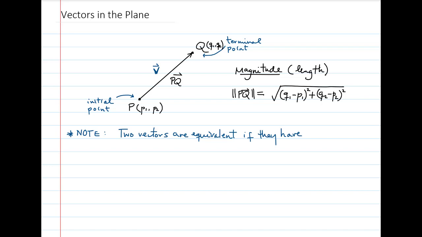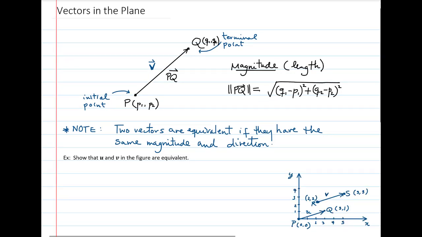Now note that two vectors are going to be equivalent if they have the same magnitude and the same direction. Remember, the whole point of introducing vectors is that there are quantities that cannot be represented with a single number, so they need a magnitude and a direction. If we have two directed lines that have the same magnitude and direction, they're really the same vector, because I can move this vector around anywhere on the plane. If I don't change the magnitude or the direction, I'm still talking about the same vector.